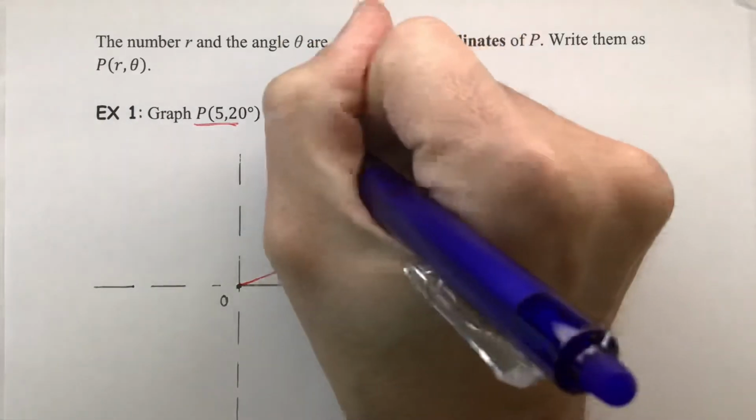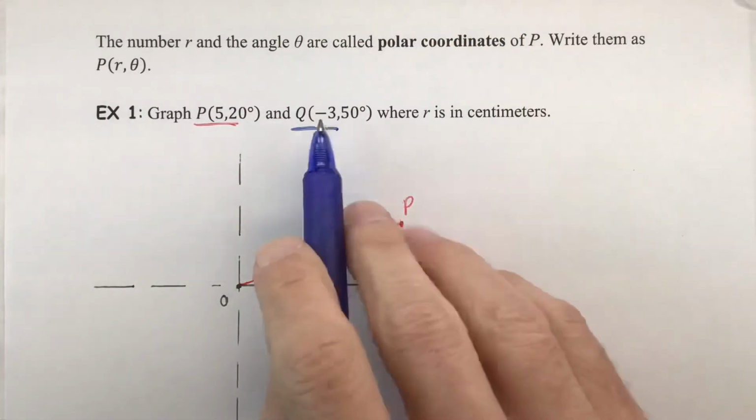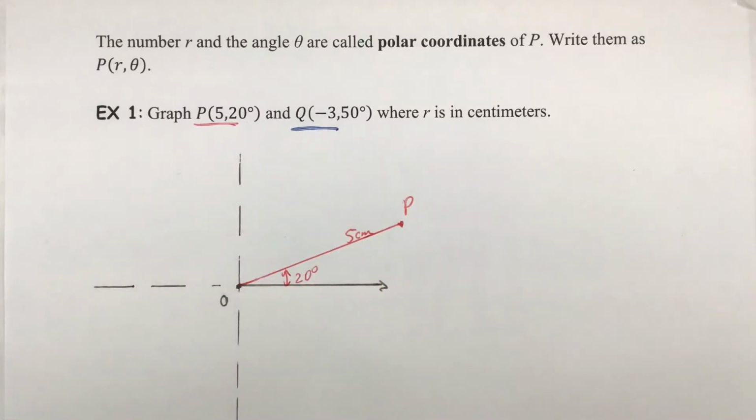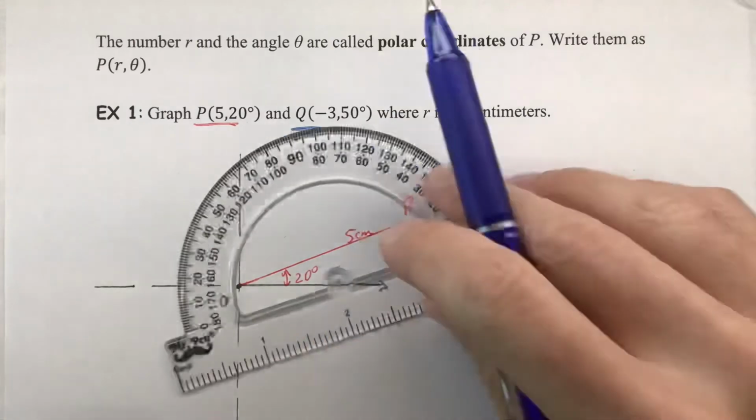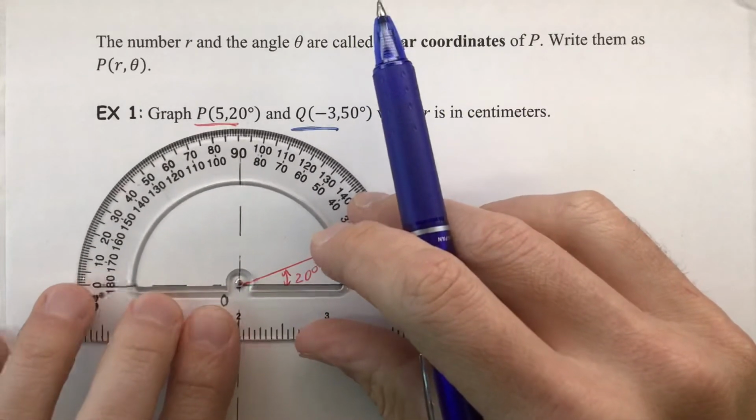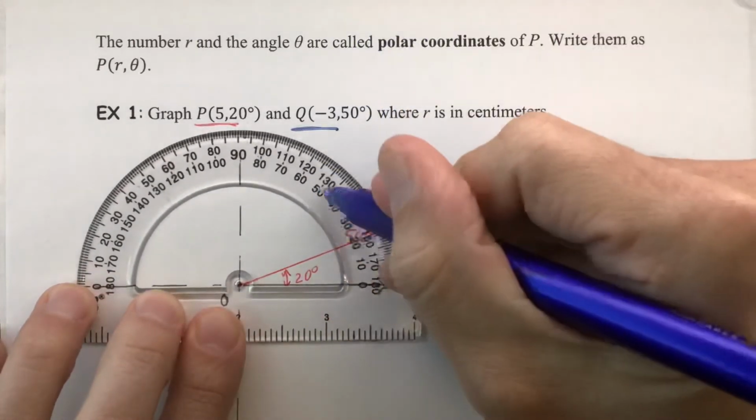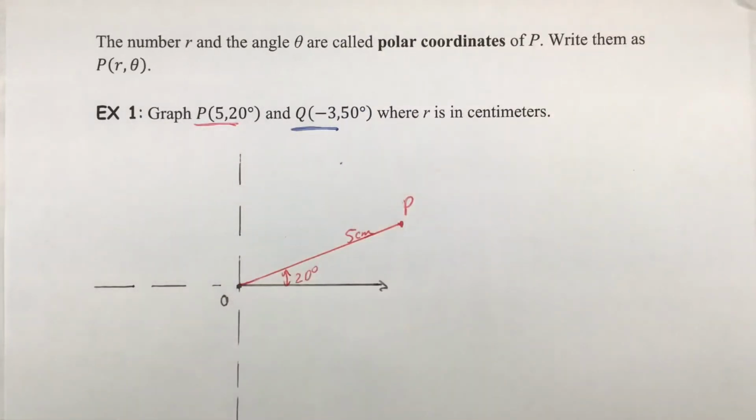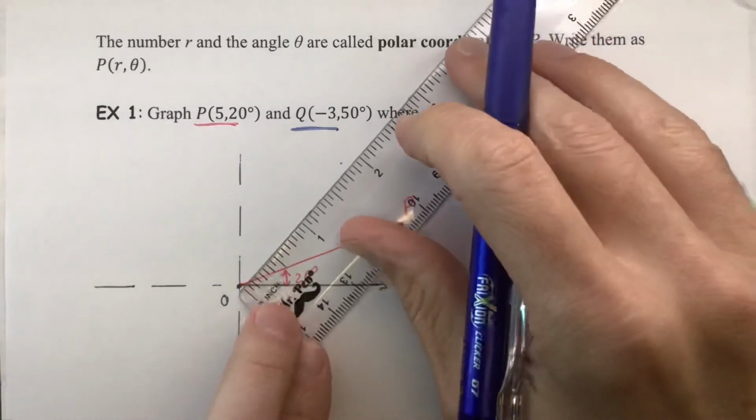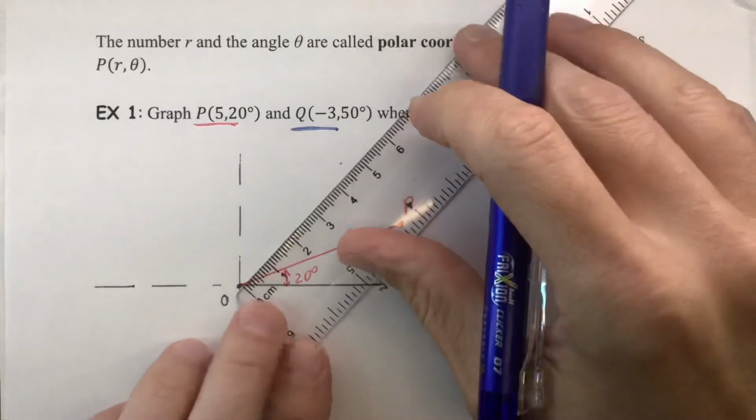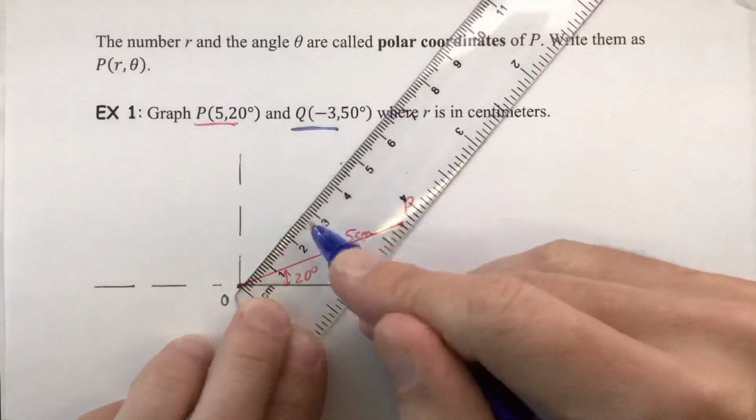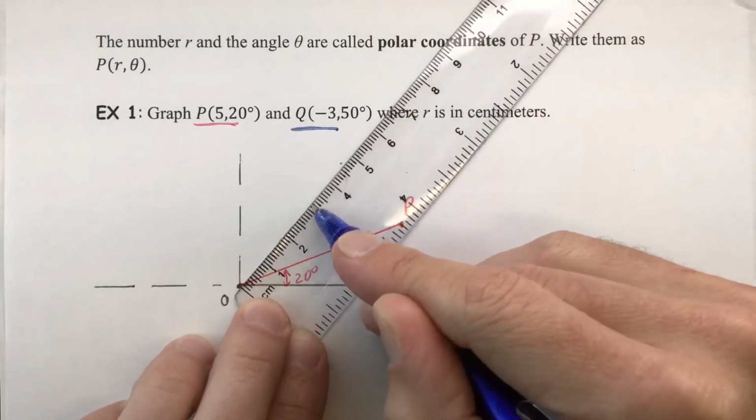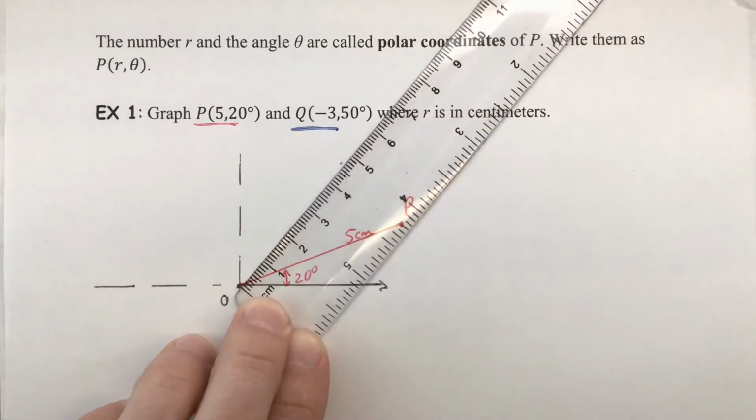All right, for Q, we'll do that in blue. -3. We'll talk about that in just a moment here. 50 degrees, protractor. 50 degrees. Okay, so here's 50, so I'll put a little dot there. Now if that were a positive 3, what I would do is line this up and put a dot right there, because that would be 3. Now, since I got a negative 3, what it tells me is I have to go in the opposite direction.